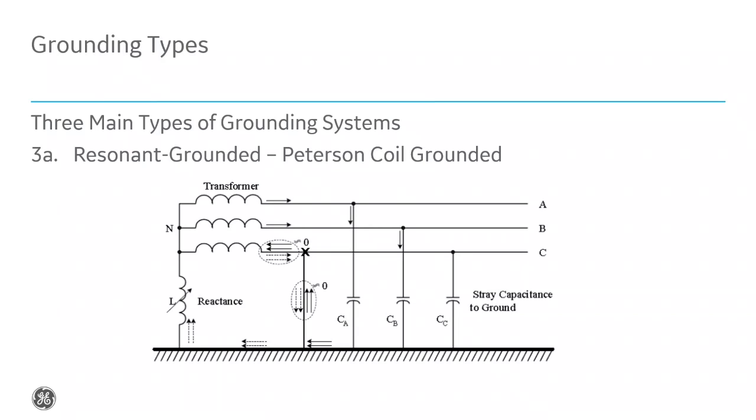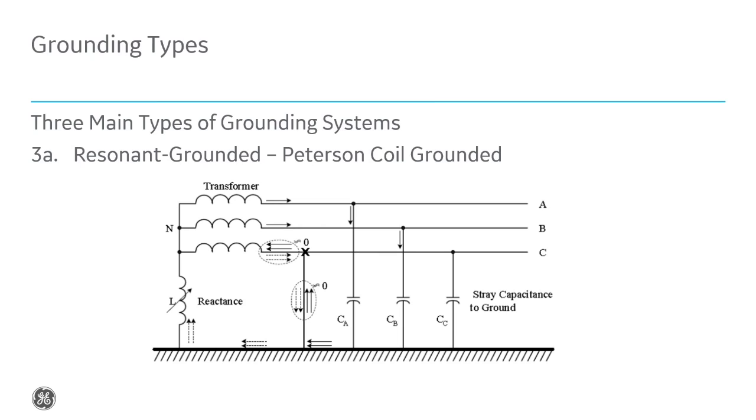Now, another type of grounding method is what we refer to as resonance grounded or Peterson coil grounded. This method is not so much used in North America that I'm aware of. Very few utilities or municipalities that I've seen use it, but it's pretty popular in Europe. A lot of this methodology they use in Europe. Basically, in this method, a reactance is placed in the neutral of the transformer, and that reactance is tuned to the fundamental frequency with the stray capacitance of all feeders connected to that transformer.